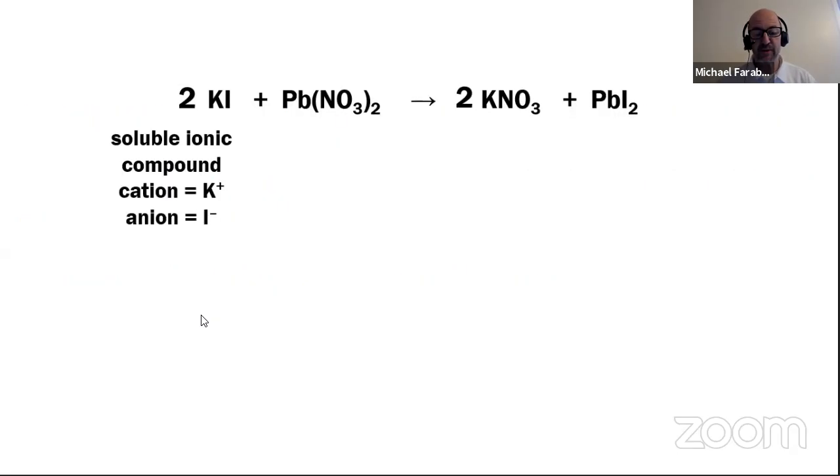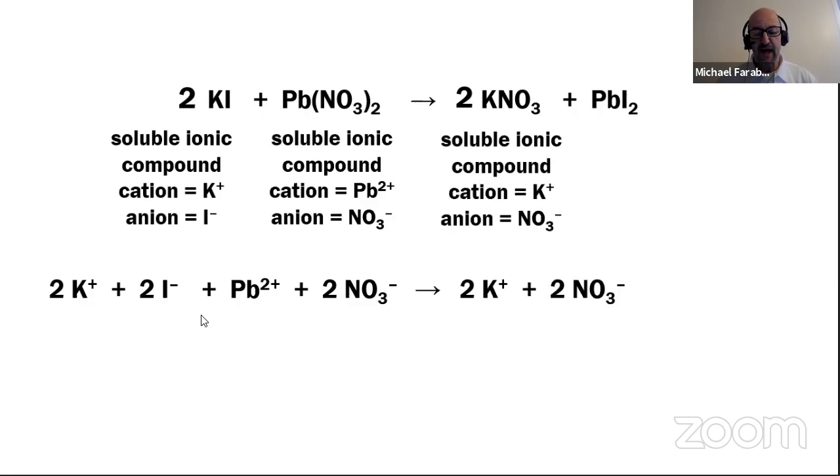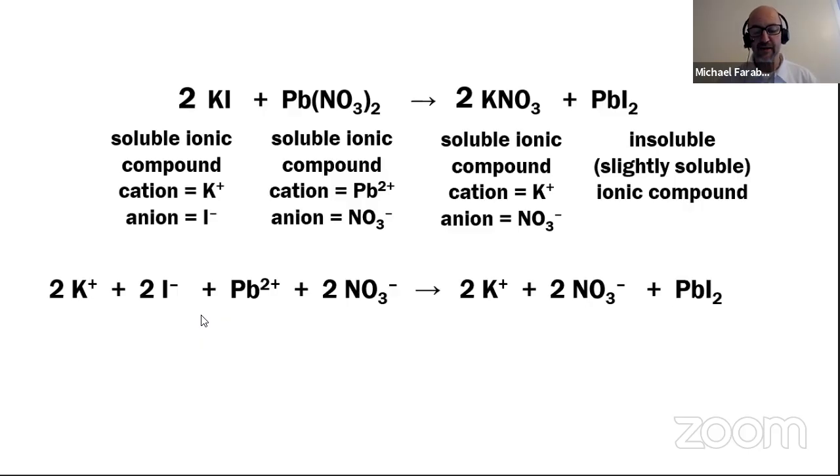So if we're going to write a balanced net ionic equation, let's go ahead and convert this molecular equation into the complete ionic equation where we split up everything that we can. So I have 2 potassium ions and 2 iodide ions. I have 1 lead ion, which is +2, and 2 nitrate ions. And then on the product side of the equation, I have 2 potassium ions and 2 nitrate ions. And because lead iodide is our insoluble or slightly soluble ionic compound, we'll go ahead and leave that formula together. And once I cross off the potassium and the nitrate as our spectator ions, this now becomes our net ionic equation. So that takes care of part A, Roman numeral 1.